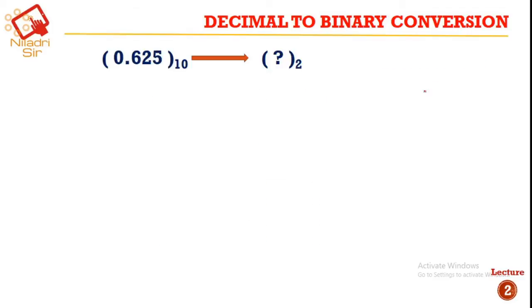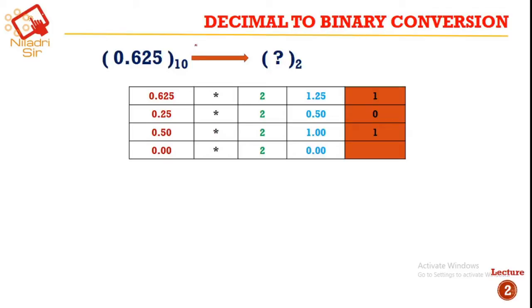Let's do another example. This is only the point 1. How will you do it? In this case, you will multiply it. So 0.625 will be multiplied by 2. If any part of the digits is in the decimal part, it will be multiplied by 2, and if it is on the left side of the decimal, it will be divided by 2.